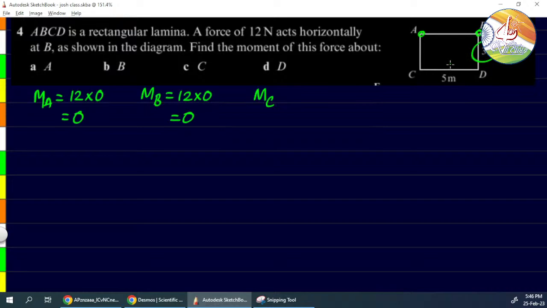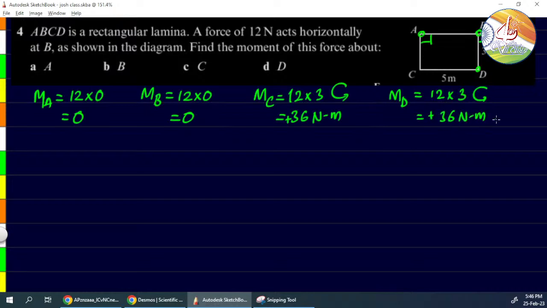Perpendicular distance here is 3. So 12 times 3, in anti-clockwise direction, so it is positive. 12 times 3 is 36 Newton meter. And finally, moment about the point D. For D as well, the perpendicular distance is 3. So we should not take 5. 5 need not be considered. That is given just for confusing you. Perpendicular distance for this as well as this will always remain 3. So MD is also the same, 12 times 3, and this is again anti-clockwise, so plus 36 Newton meter. Clear? Any doubt?